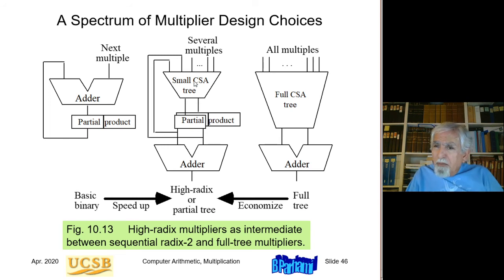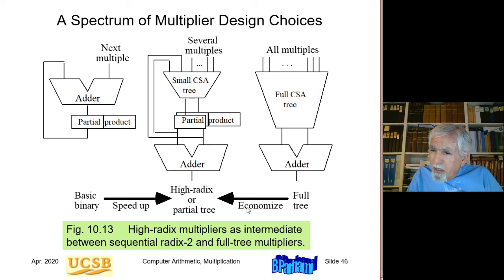Okay, so basically, if I'm closer to this end, I tend to call this design a high-radix multiplier. If I'm closer to this end, basically I reduce this tree size as a cost-saving measure. And this was done all the time in older computers. Nowadays, hardware is so cheap that pretty much all high-performance microprocessors have this tree multiplier.